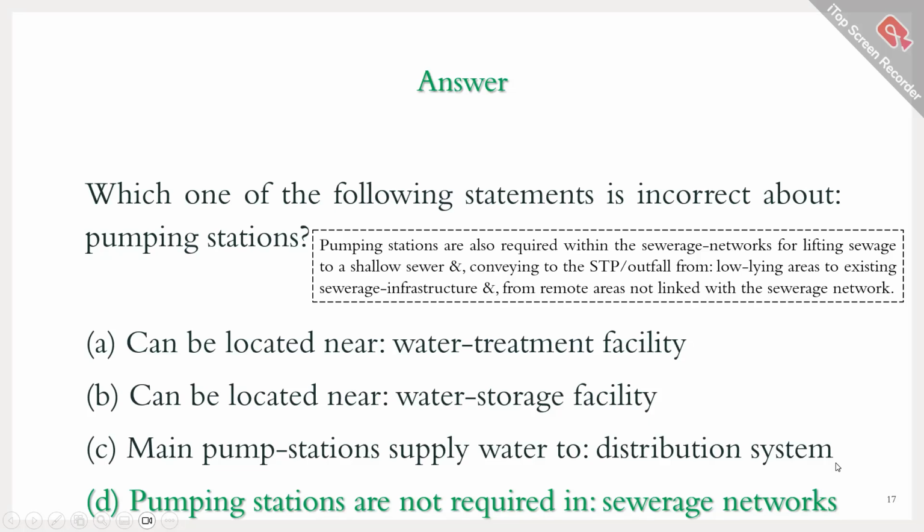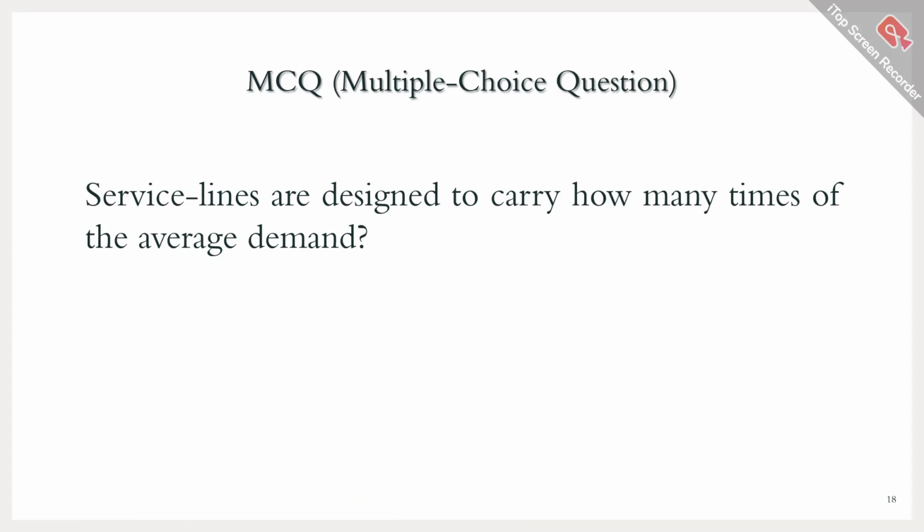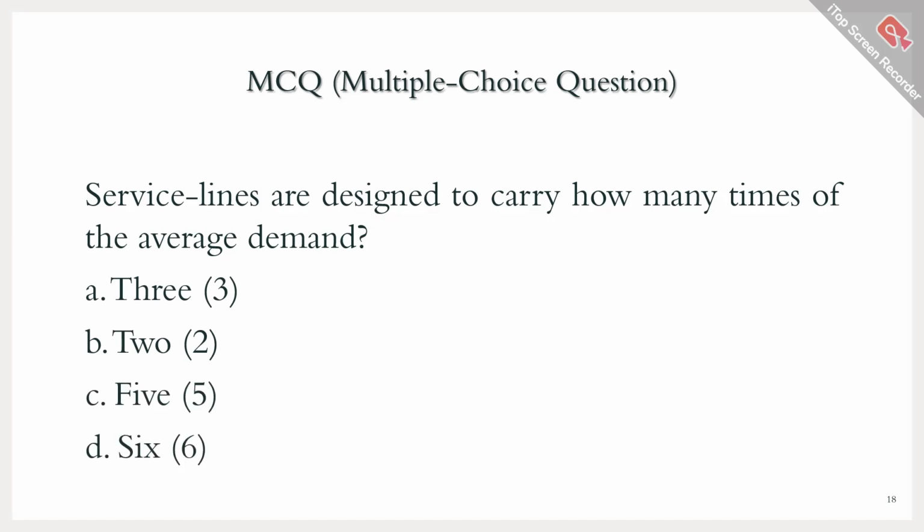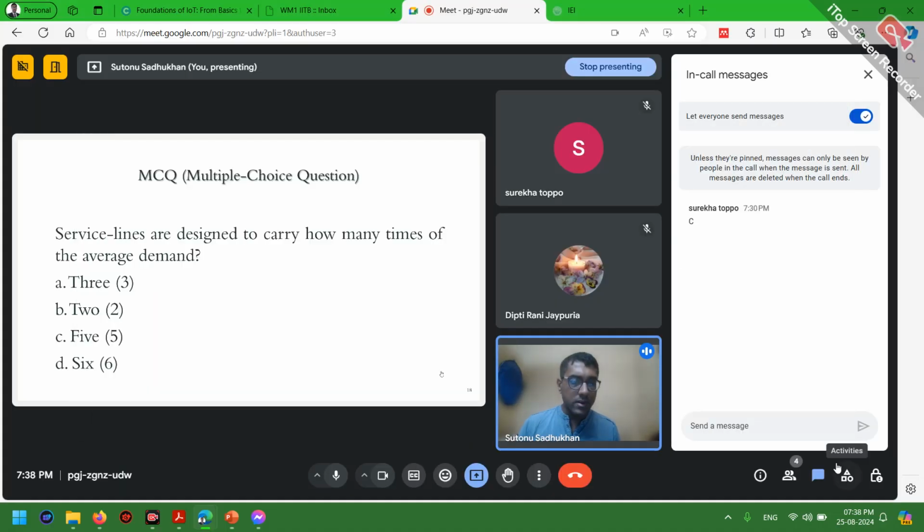All right. We'll move on to our next MCQ. Service lines are designed to carry how many times of the average demand? Option A is 3, option B is 2, option C is 5, and option D is 6. You can type your answer in the chat box. I'll wait for 1 minute.